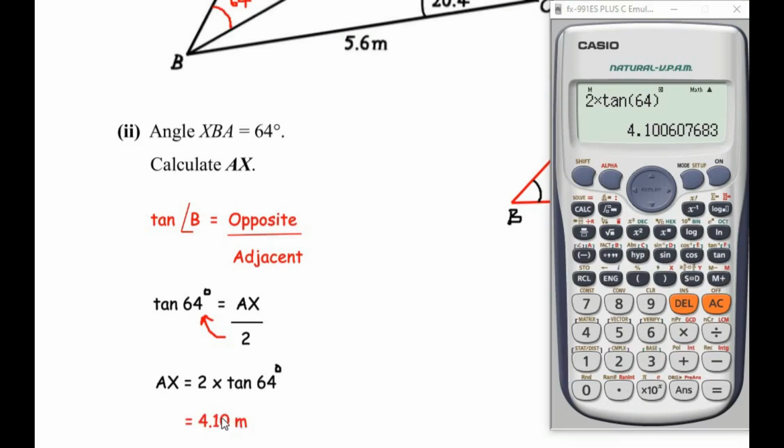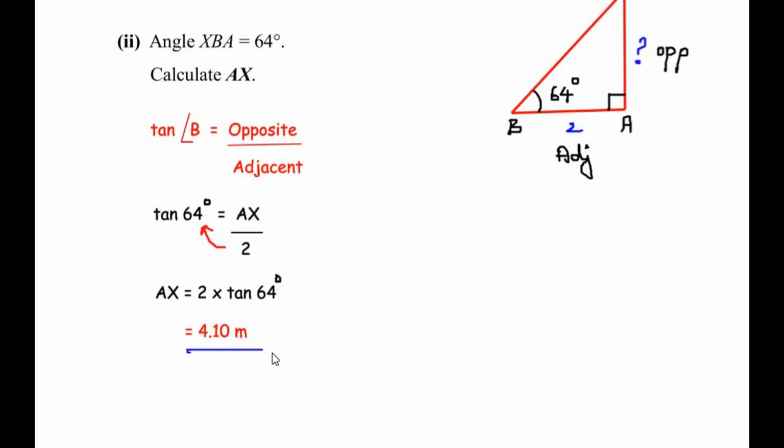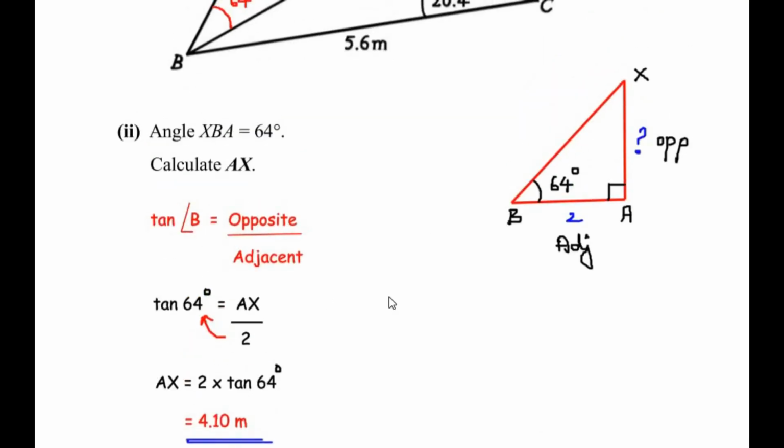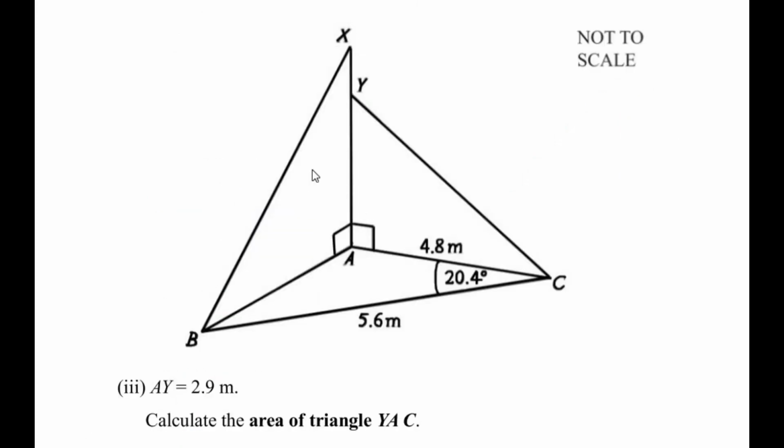So this is the value of the side AX for this question. We have found the length of AX. Now let us move on to the third sub question. AY is equal to 2.9 meters. Calculate the area of the triangle YAC.